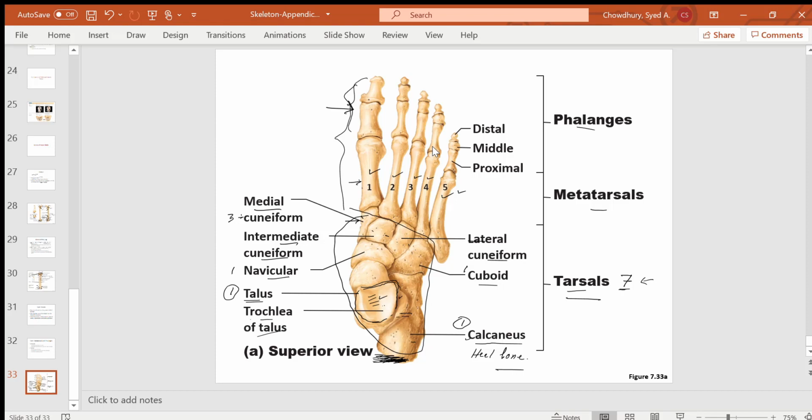and then in your big toe you have 2 phalanges like your thumb, and in other 4 toes you have 3 in each. So total 14 phalanges, 5 metatarsals and 7 tarsals. This one is 1 less in number than the carpals, than the hand. However, that number is replaced by the patella in your knee. So the bones of your foot, 1 less than the bones of your hand. Okay.